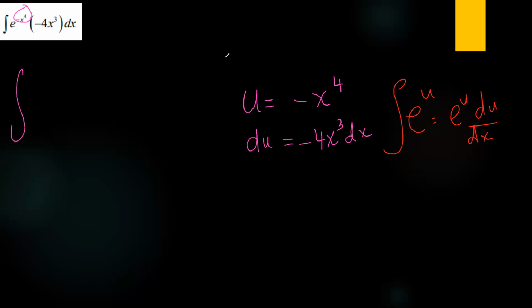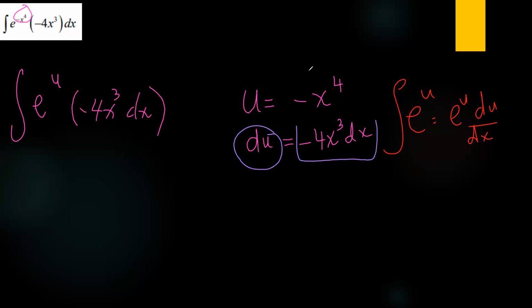Then let's come back here. e to the power u, then negative 4x cubic dx. Can I replace it with du? Yes. So here, instead of writing negative 4x cubic dx, write du. Here you have e to the power u.